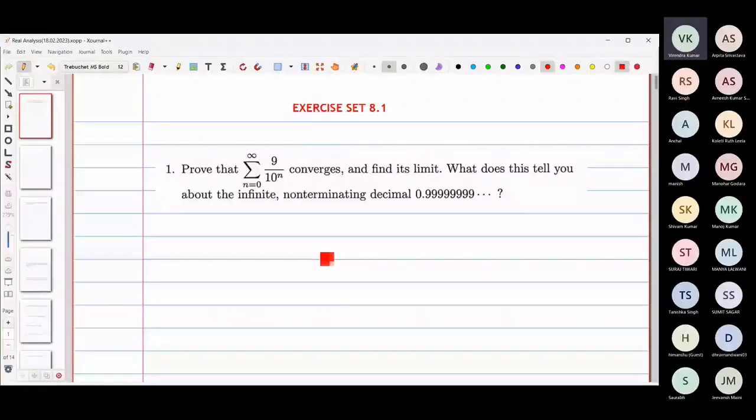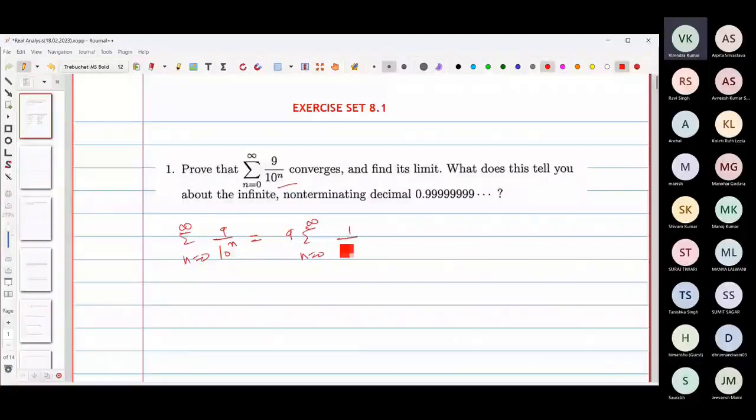The proof that this converges. We need to prove that this is a convergent series. Okay. So you know that this series is the summation n equals 0 to infinity of 9 divided by 10 to the power n. You can see there is no power on 9, so you can very much write it like this: 9 times the summation n equals 0 to infinity of 1 over 10 to the power n.